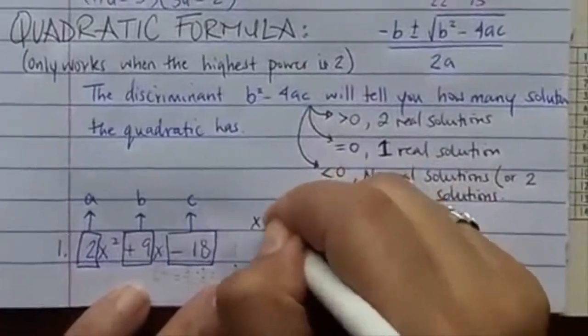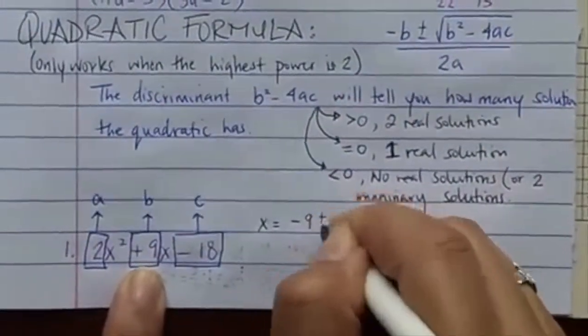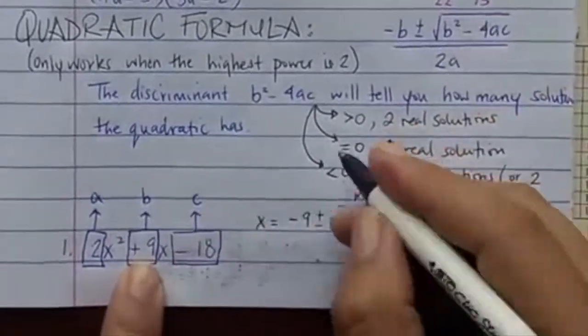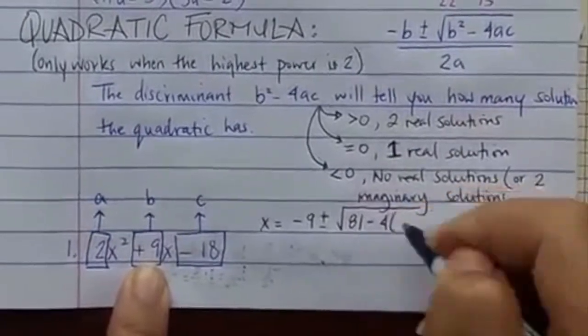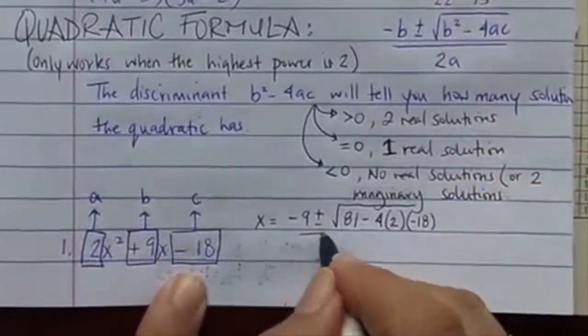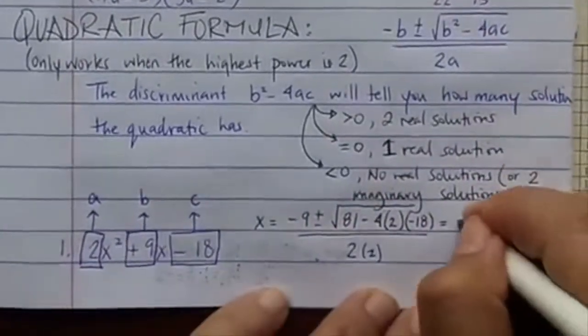So x equals minus b. What's minus b? So it's minus 9 plus or minus the square root of b squared, which is 9 squared, which is 81, minus 4 times a, which is 2, times c, which is negative 18, all over 2 times a, which is 2, equals, and go ahead and simplify that.